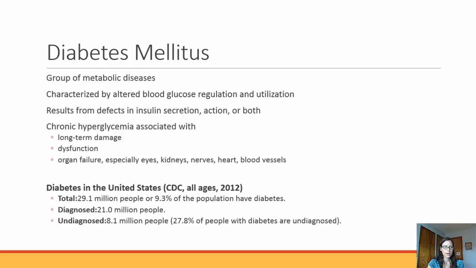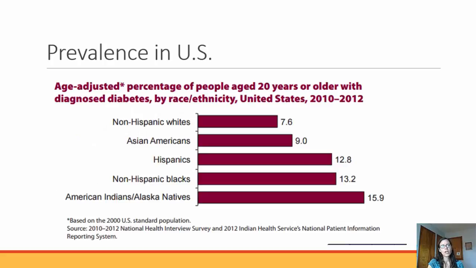So we know that according to the CDC, we actually have over 29 million people, or a little over 9% in the US, that have diabetes. Most of them are diagnosed, but a large number are not. And we see that our rates are much higher in minorities compared to the white population.